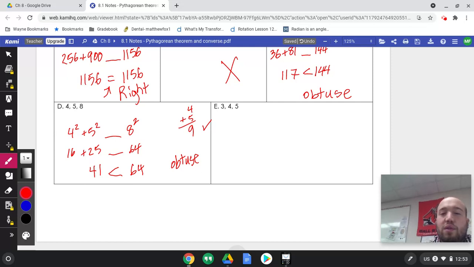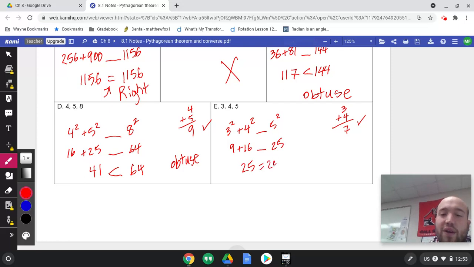Okay, your final one, 3, 4, and 5. Let's check. 3 plus 4, that is 7. Okay, so we're good. Now we just do 3 squared plus 4 squared. How does that compare to 5 squared? So 9 plus 16. How does that compare to 25? 9 plus 16 is 25. 25 equals 25, which tells us this is a right triangle.